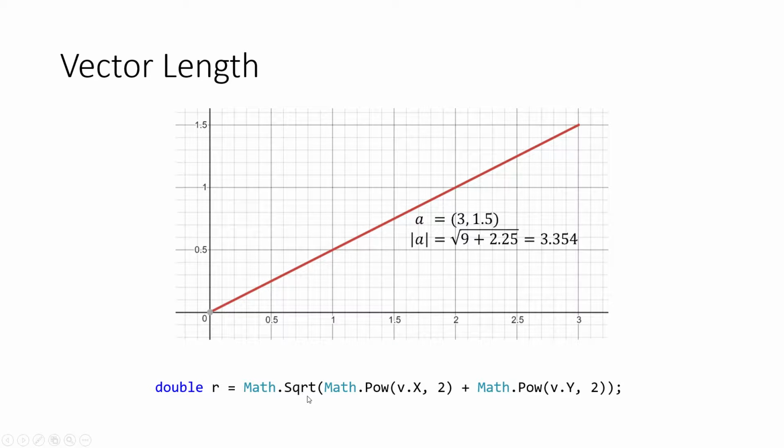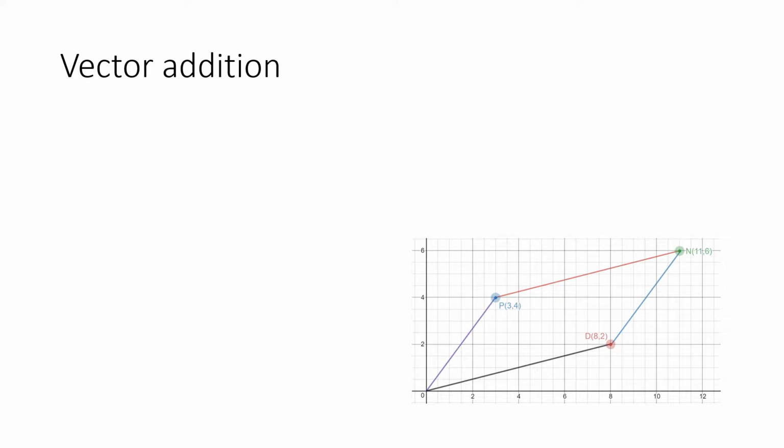To do it in code, you do square root of x squared plus y squared. That's C#, by the way. Square root is a slightly computationally expensive operation, which is why the fast inverse square root is sometimes used.